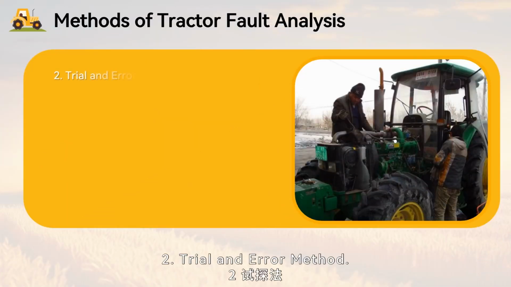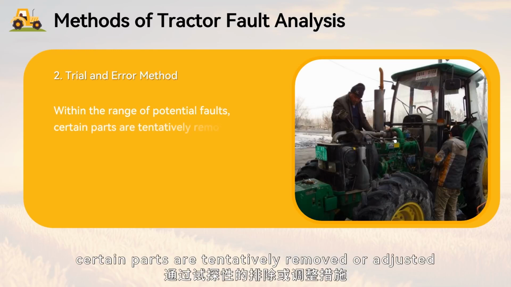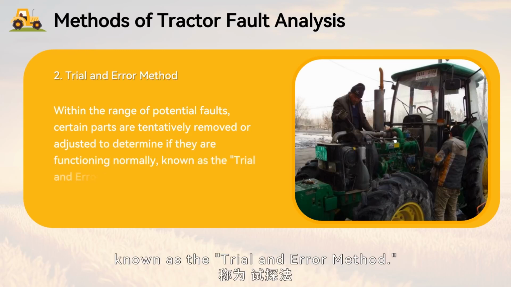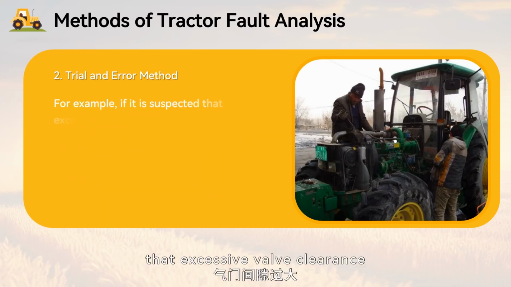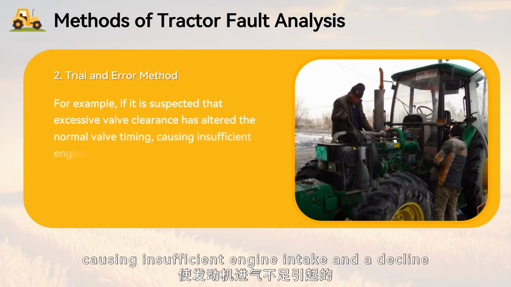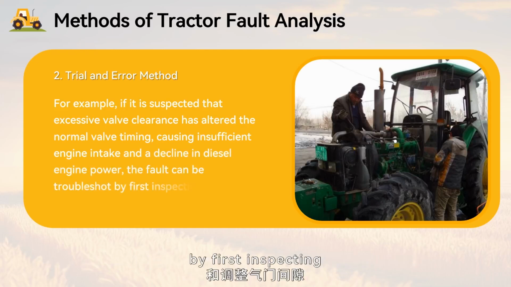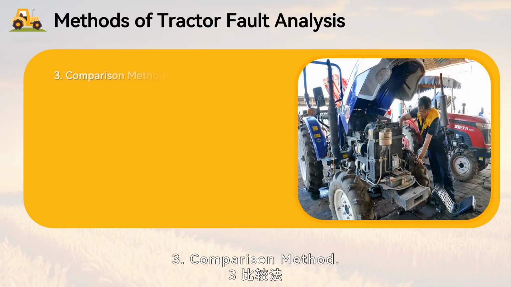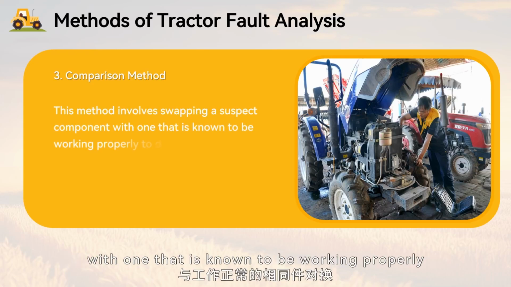2. Trial and error method. Within the range of potential faults, certain parts are tentatively removed or adjusted to determine if they are functioning normally, known as the trial and error method. For example, if it is suspected that excessive valve clearance has altered the normal valve timing, causing insufficient engine intake and a decline in diesel engine power, the fault can be troubleshot by first inspecting and adjusting the valve clearance.